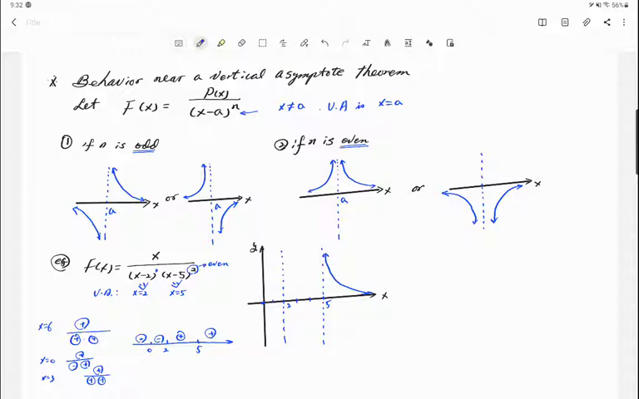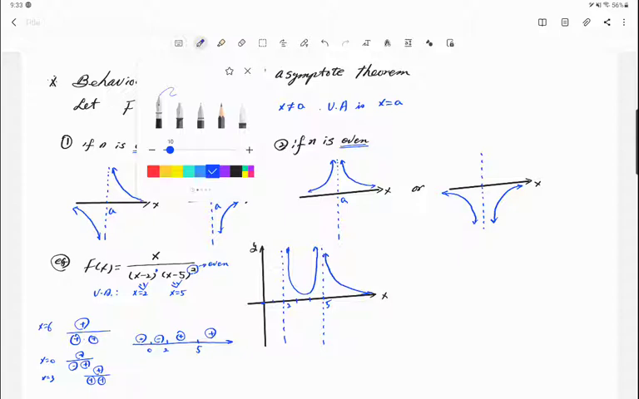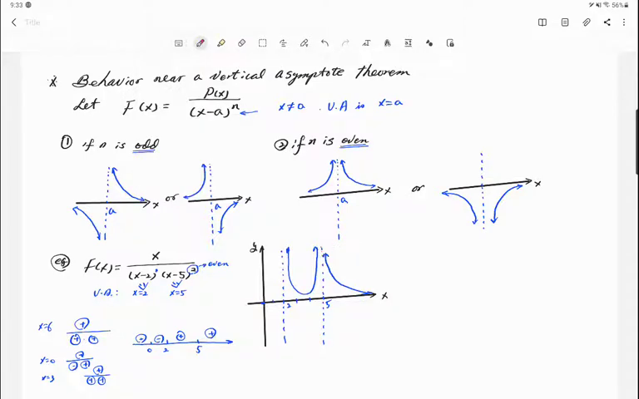Since at the vertical asymptote x equals 5 the exponent 2 is even, it's going to be something like this. Because it must have both, this graph should be on the same side, above the line, right? Above the line. Make sense?